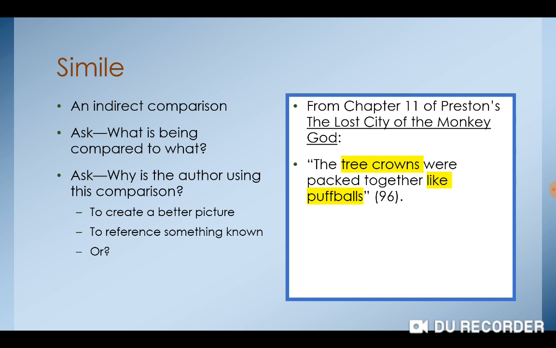They're actually the easiest ones to find because they use like and as. And it's the same reasons as metaphors. Authors use them to create a better picture so that your movie in your mind is better. So if you look in chapter 11, here's your example. The tree crowns were packed together like puffballs. So you can see the word like is actually providing the terms of the comparison. So here you have tree crowns being compared to puffballs.